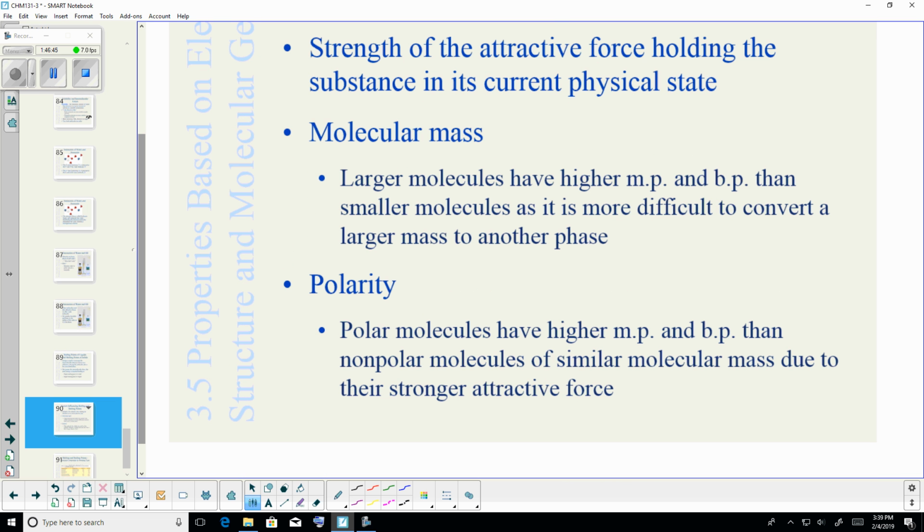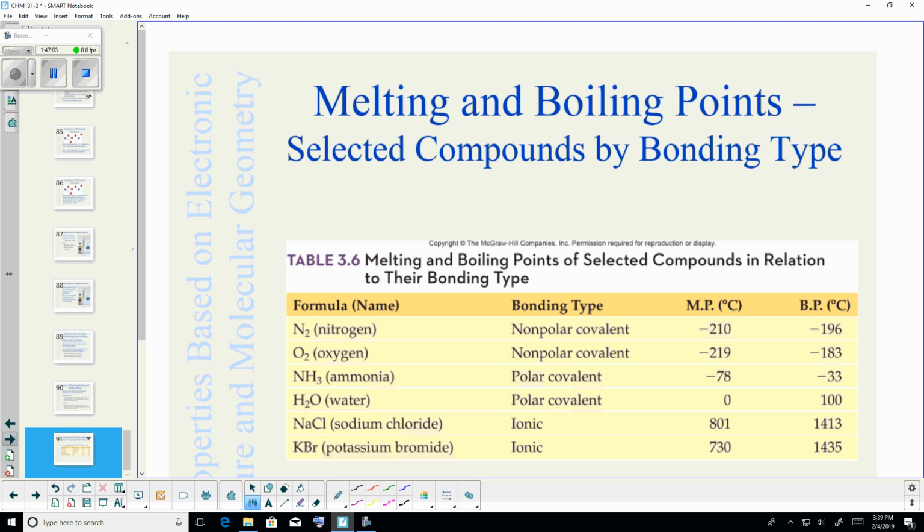Polar molecules have higher melting points and boiling points than nonpolar molecules of similar mass, because they have that attraction of the positive and negative, the dipole-dipole, that magnetic attraction. So nitrogen, for example, has a boiling point of minus 196. Oxygen, which is bigger, has a boiling point of minus 183. Ammonia, polar covalent, minus 33. So it has a higher boiling point, so it's less negative.